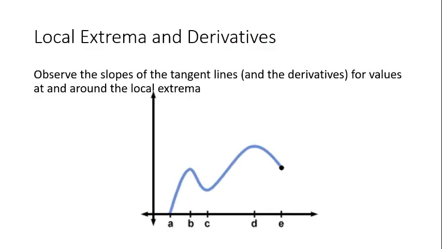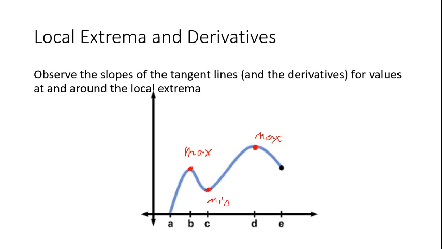Now, I do promise that all of this does have to do with derivatives, so what we're going to do is we're not only going to identify the local extrema on this little graph here, we're also going to identify what the slopes of the tangent lines are on either side of those local extrema, decide whether the derivatives are going to be positive or negative. So let's start with just identifying the local extrema. We got a local max here at B. We got a local maximum here at D, and we've got a local minimum here at C.